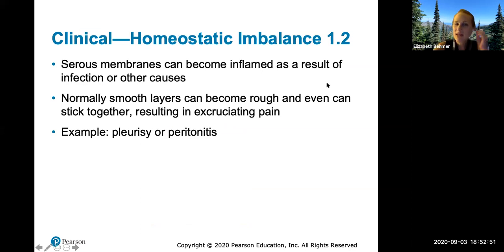Some more clinical aspects: the serous membranes can become inflamed as a result of infection or other causes. Normally, these smooth layers can become rough or even stick together, and this can result in excruciating pain. We call this pleurisy if it happens in your lungs, or peritonitis. Remember, this -itis word means inflammation, and peritonitis is inflammation of the peritoneum, which was the serous membrane that covers all of the abdominopelvic region.